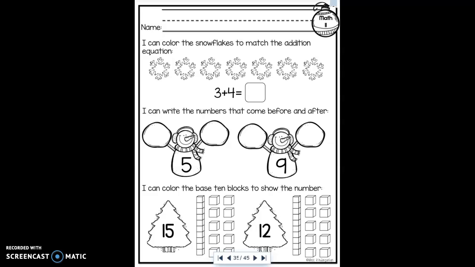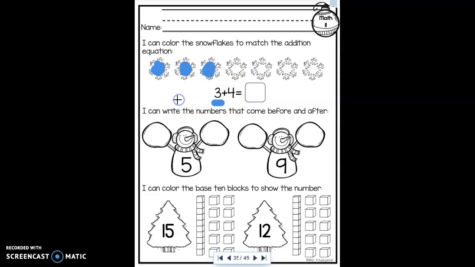Okay, check to make sure you are on Math 11, that there is a number 11 up in the ornament at the top. And we're going to begin. It says, I can color the snowflakes to match the addition equation. So I'm going to grab a nice crayon here, and I'm going to color these snowflakes so they match. All right, here is the addition problem. 3 plus 4. So my first number is 3. So I'm going to begin by coloring 3 snowflakes, one color, okay?